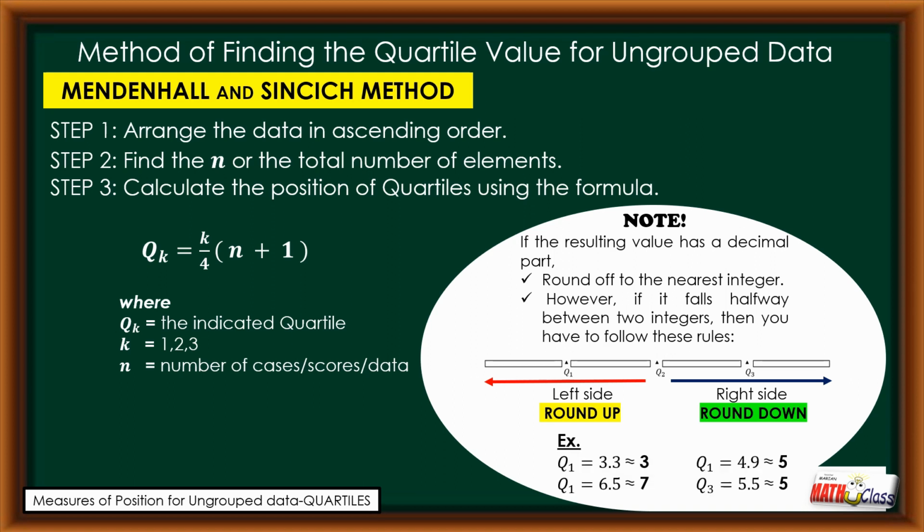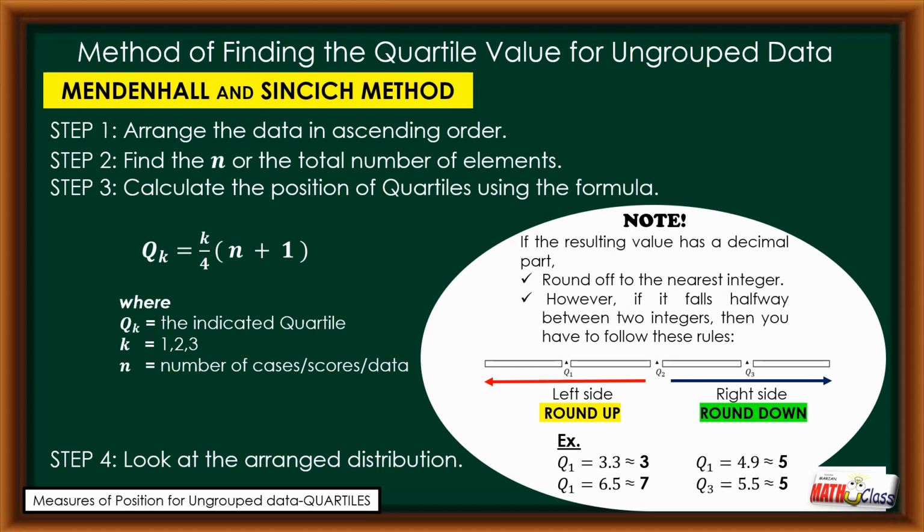So for example, the resulting value of the position of Q1 is 3.3. The computed value 3.3 becomes 3 after rounding to the nearest integer. If the result is 4.9, then round it to the nearest integer, which is 5.